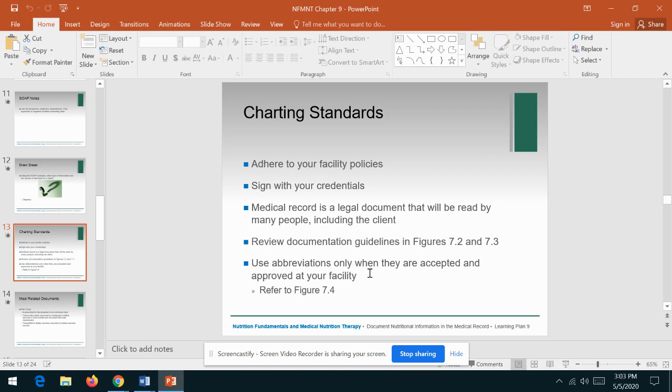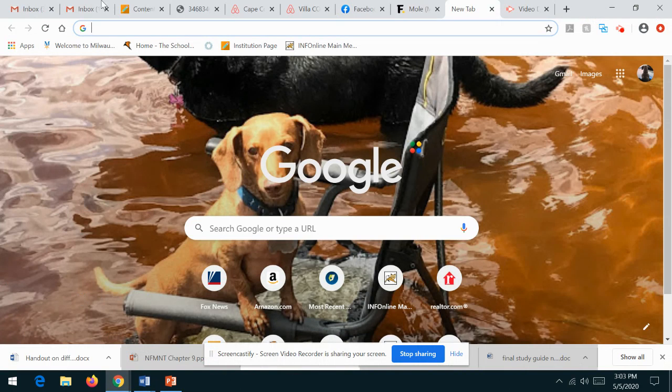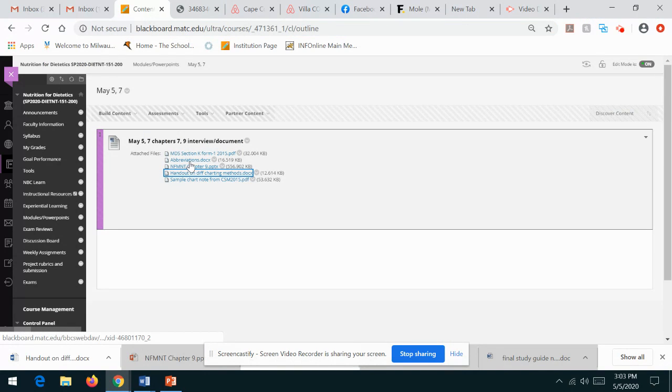Use only abbreviations that are accepted by your facility. There are some abbreviations in your book, and then you have a nice abbreviations document here that you can utilize as well.